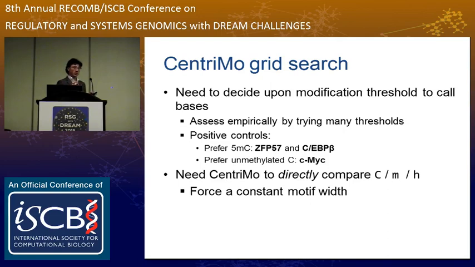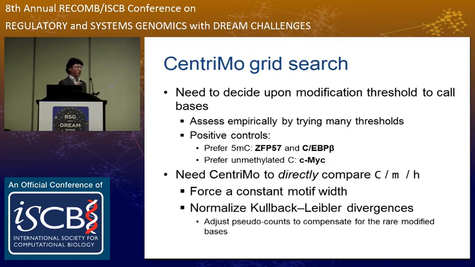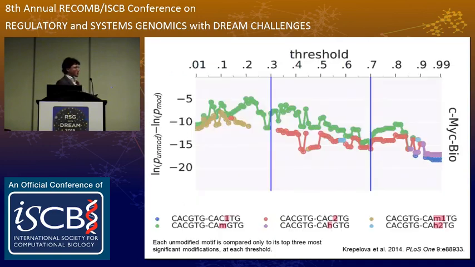We force a constant motif width to do this, and we also normalize Kullback-Leibler divergences in order to account for the fact that these bases are much rarer, and so their background frequencies are lower, and we don't want artificial enrichment of these motifs.